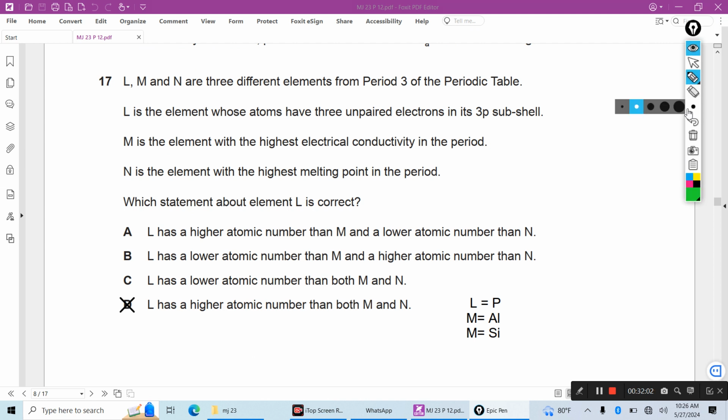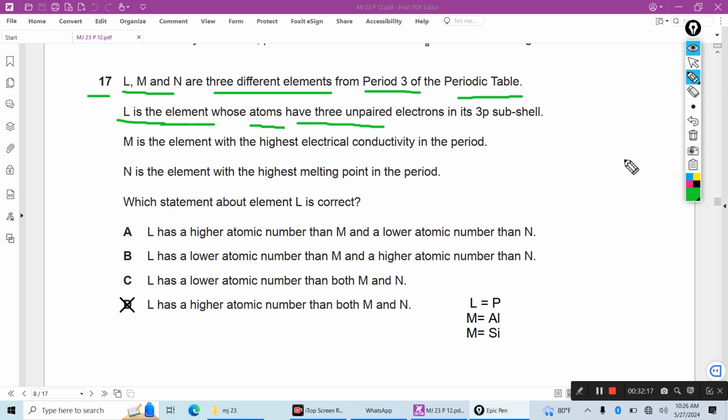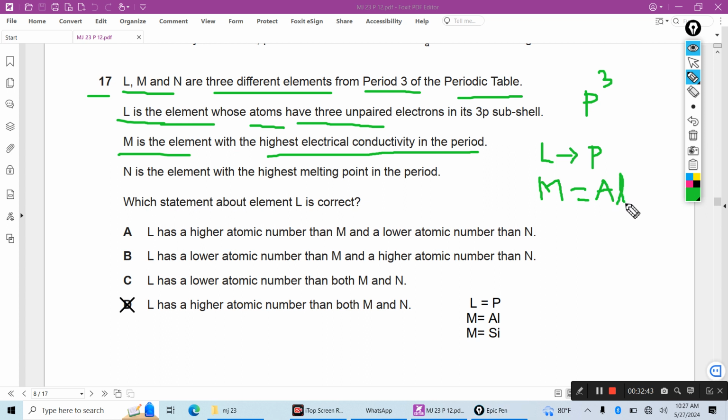17. L, M, N are three different elements from period 3 of the periodic table. L is the element whose atom has 3 unpaired electrons, so L will be phosphorus, because phosphorus has 3p3, three unpaired electrons. M is the element with the highest electrical conductivity in this period, so M will be aluminium, because aluminium has more delocalized electrons, so its electrical conductivity is the highest. And N is the element with the highest melting point in period 3, silicon, so N will be silicon.